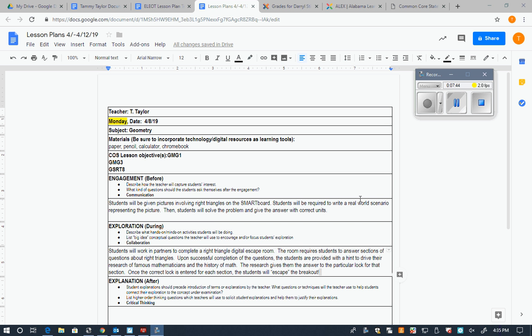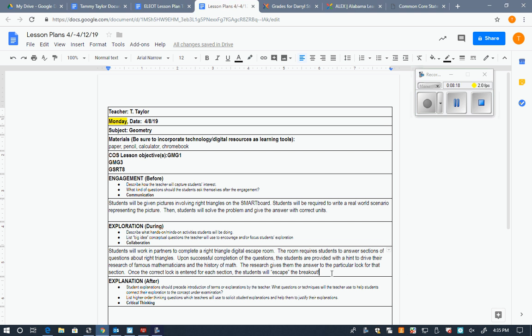Okay, I'm back. You will see under the exploration that I have students will work in partners to complete a right triangle digital escape room. The room requires students to answer sections of questions about right triangles. Upon successful completion of the questions, the students are provided with a hint to derive their research of famous mathematicians and the history of math. The research gives them the answers to the particular lock for that section. Once the correct lock is entered, each section, the students will, quote, escape the break room. And I will attach to my documentation for you all the link to that breakout.